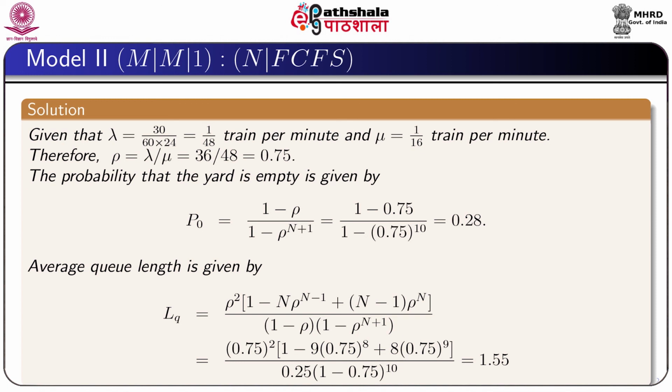The probability that the yard is empty is given by P 0, which is equal to 1 minus rho by 1 minus rho to the power capital N plus 1, and this gives P 0 equal to 0.28. Similarly, we can calculate the average queue length L q by using the expressions already derived. We find L q is equal to 1.55.